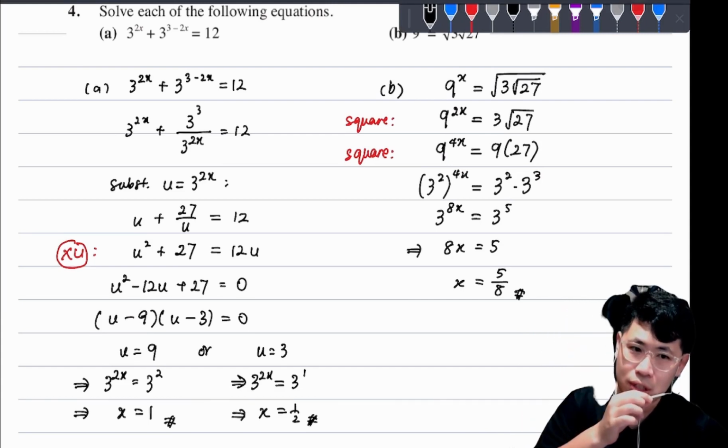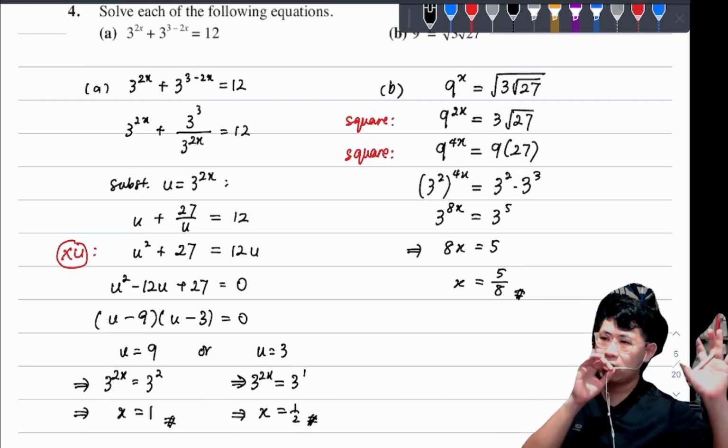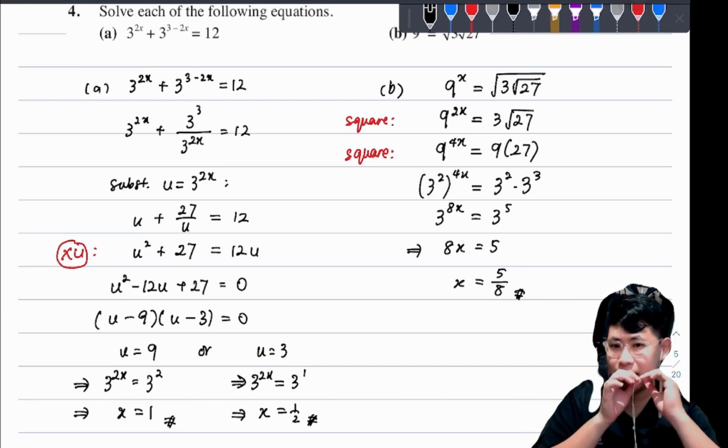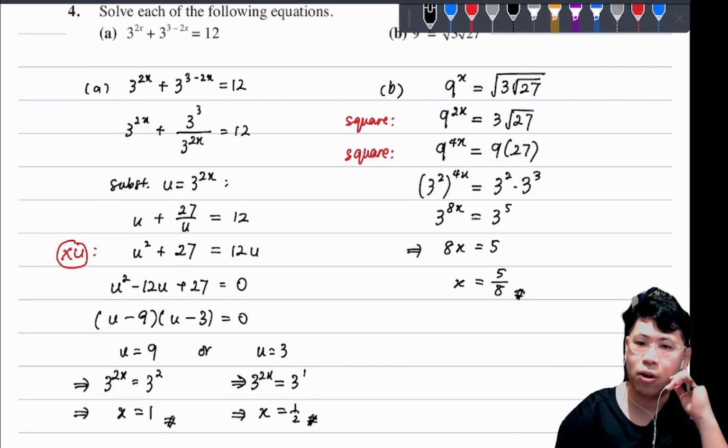Okay, so the strategy is to get the same base, or we try to get the same index. For this case, we'll be getting the same base, then compare index.